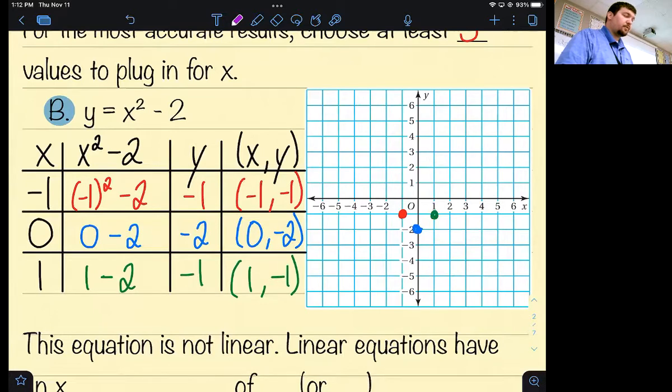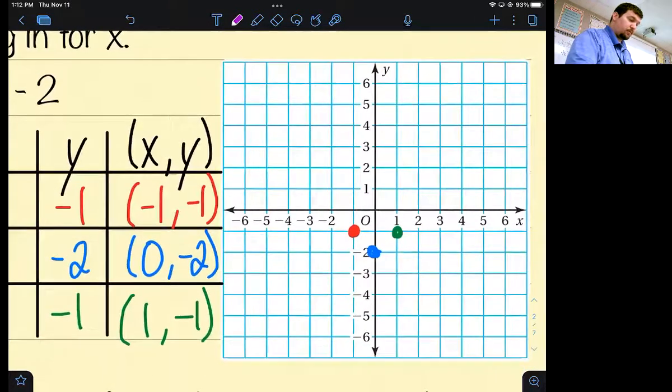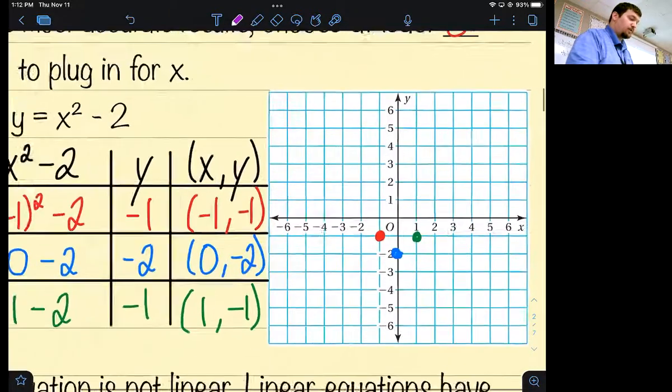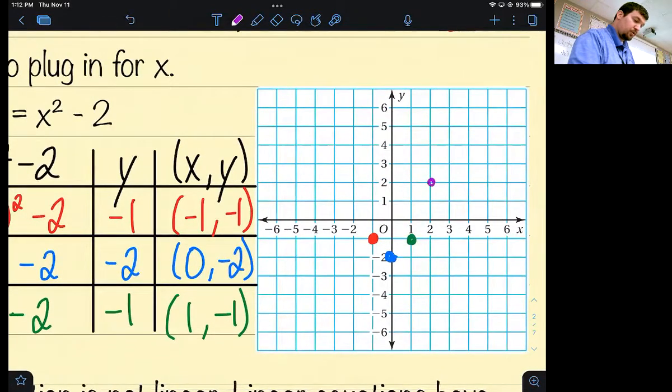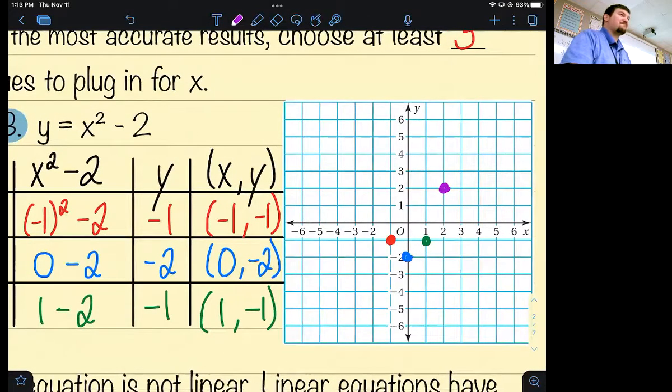Let's plug in 2 for x. What's 2 squared? 4. So when x is 2, 2 squared is 4. And what's 4 minus 2? 2. So when x is 2, y is 2. What about when x is negative 2? What's negative 2 squared? Still 4, because negative times negative is still positive. And then 4 minus 2 is 2. So when I plug in negative 2, I get positive 2 again.